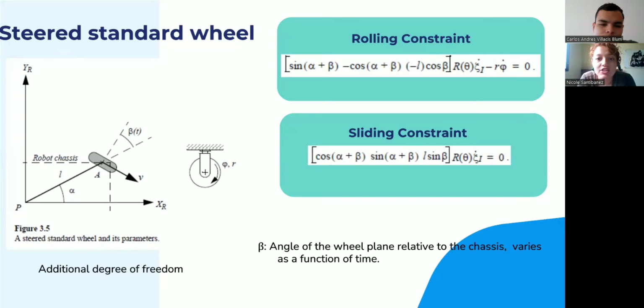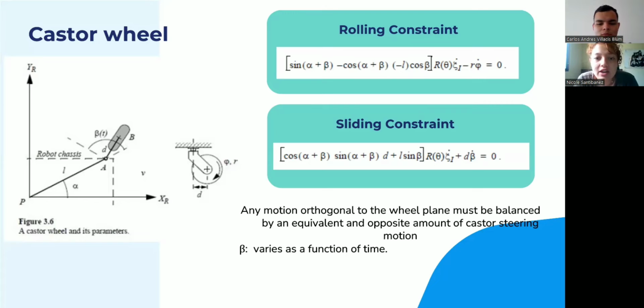This type of wheel has an additional degree of freedom. The equations of the constraints are the same as the ones seen for fixed wheels, but in this case beta varies with time. Caster wheels are able to steer around a vertical axis, but this axis does not pass through the ground contact point. There is an offset. The rolling constraint is identical to the previous equations, but there is a difference in the equation for the sliding constraint. The offset has to be considered, so that any motion orthogonal to the wheel plane must be balanced by an equivalent and opposite amount of caster steering motion.